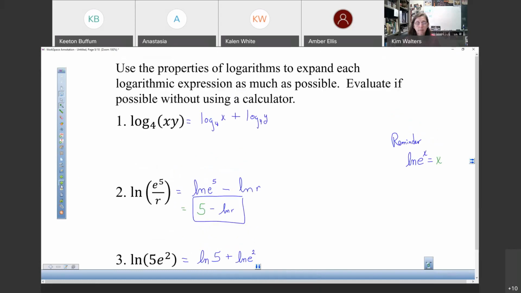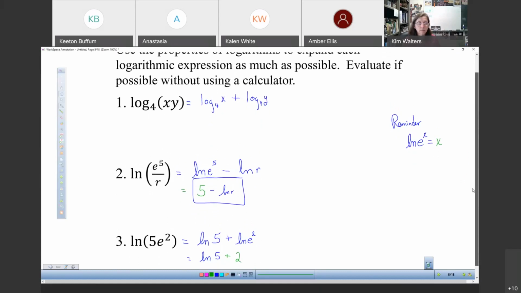Yes. To do properties of logarithms, like expanding the expressions, is it just you take what's outside the parentheses and then add what's in the parentheses to the end of it? Like for the first one, we had log of 4 parentheses xy. Then we had log of 4x plus log of 4y.